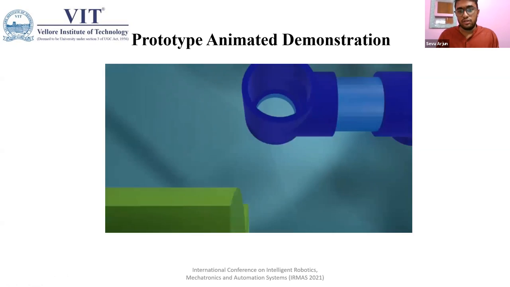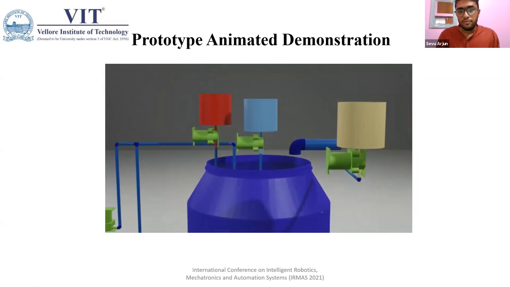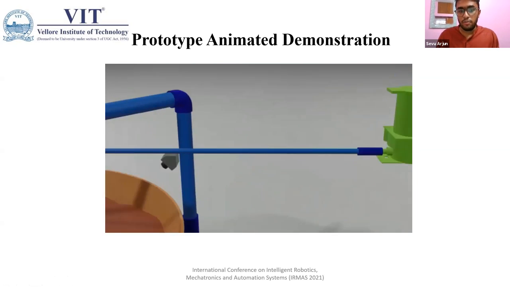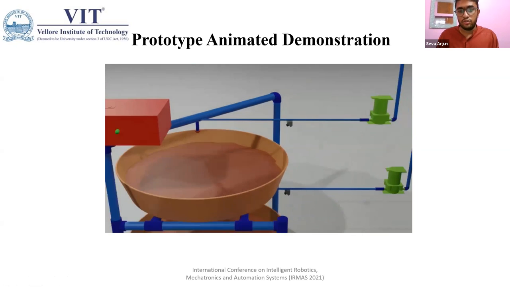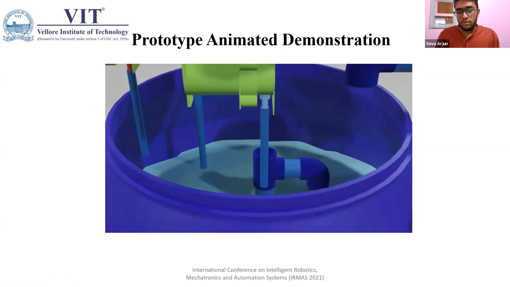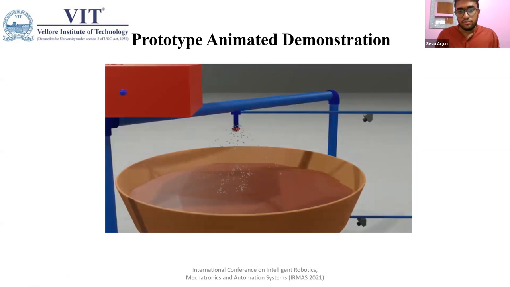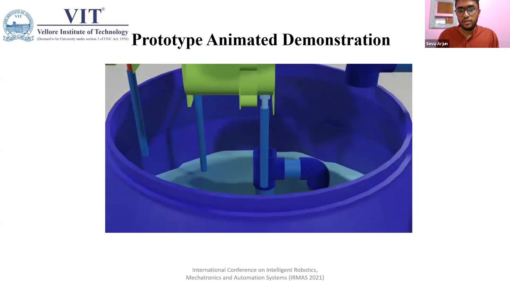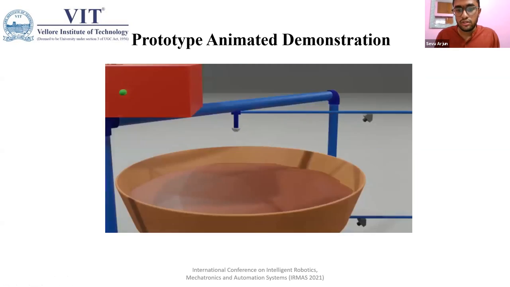This is the barrel inside which the water will be. The water will be taken out, pumped, and sprayed to the fodder in which the corn seeds will be kept. So by the end of 7 days, we can see a good growth of the crops.